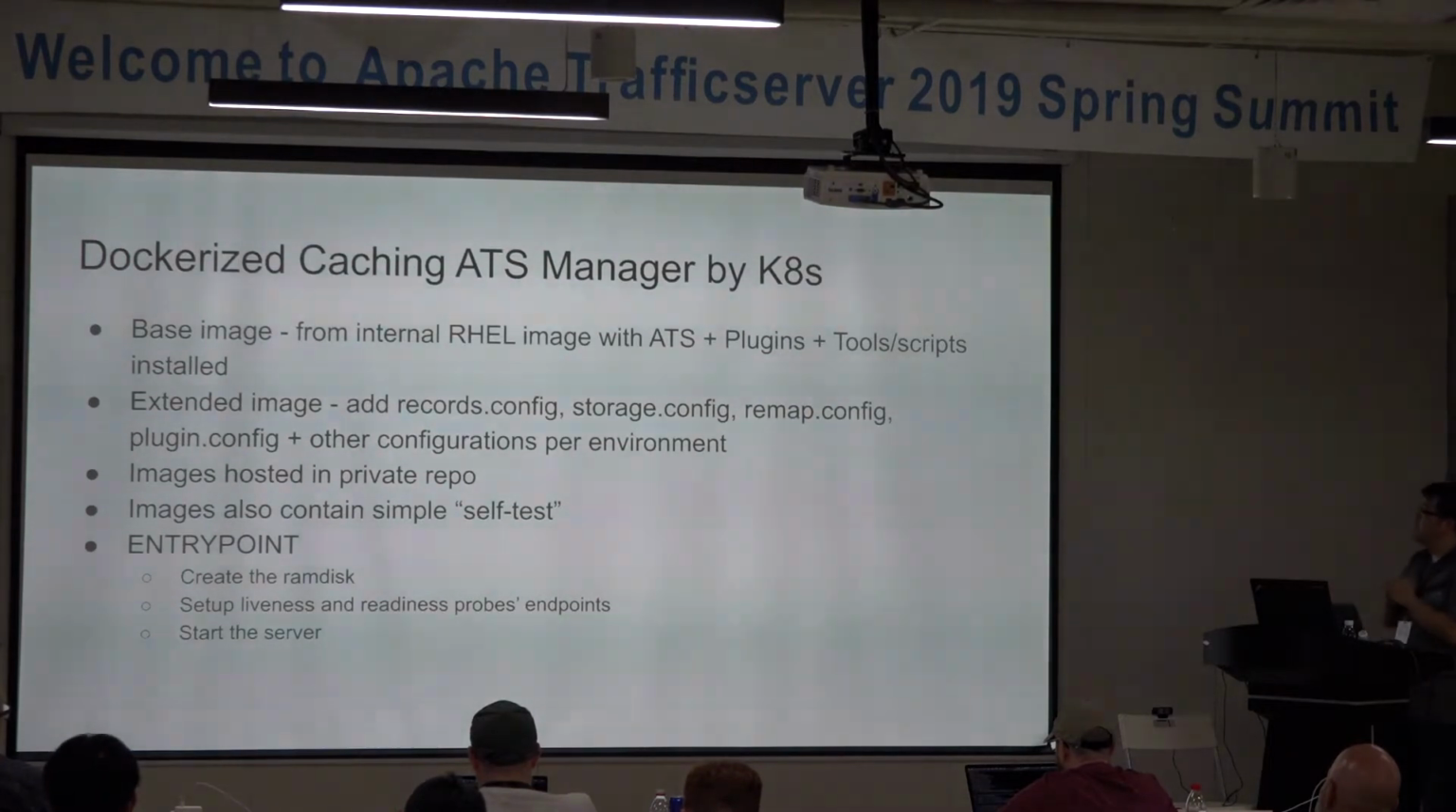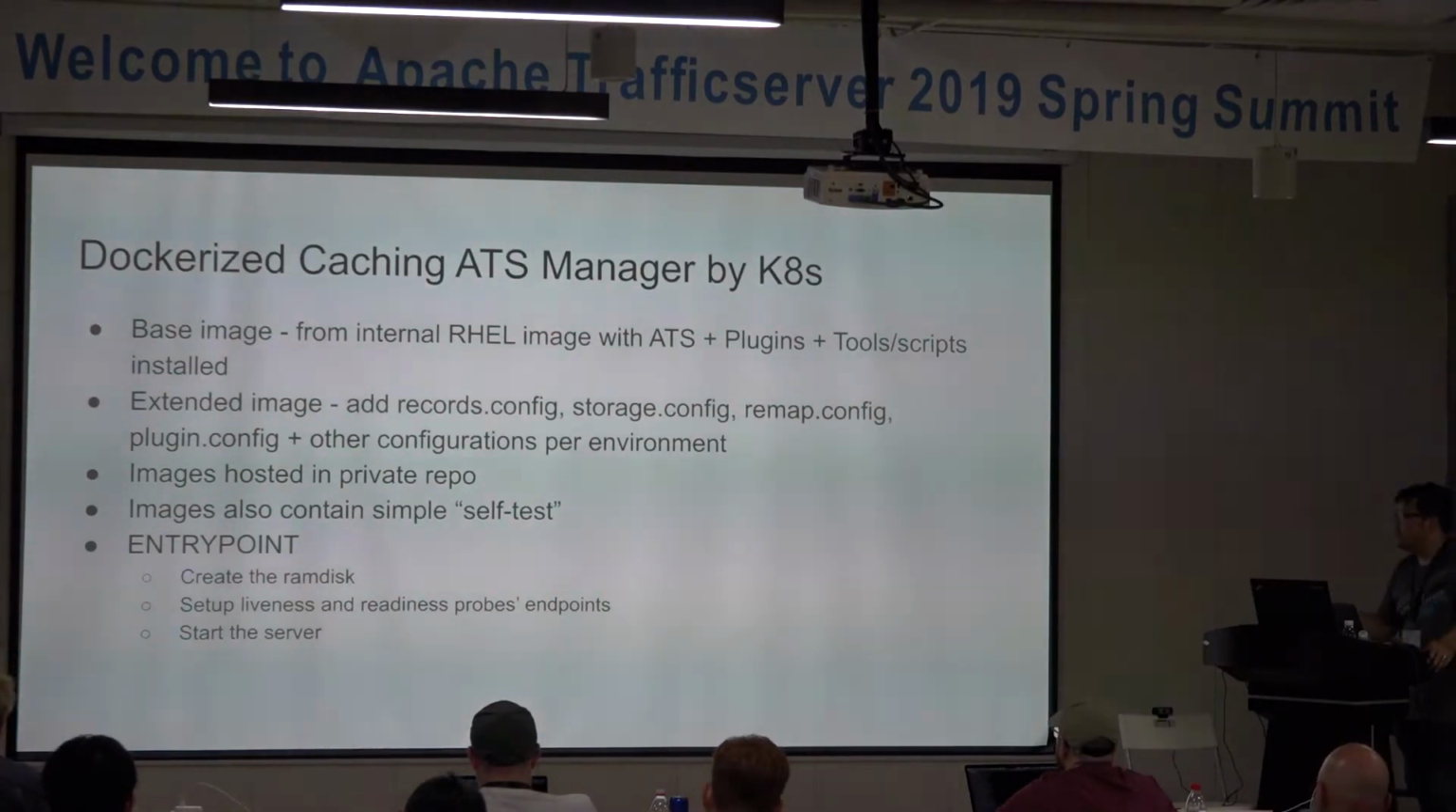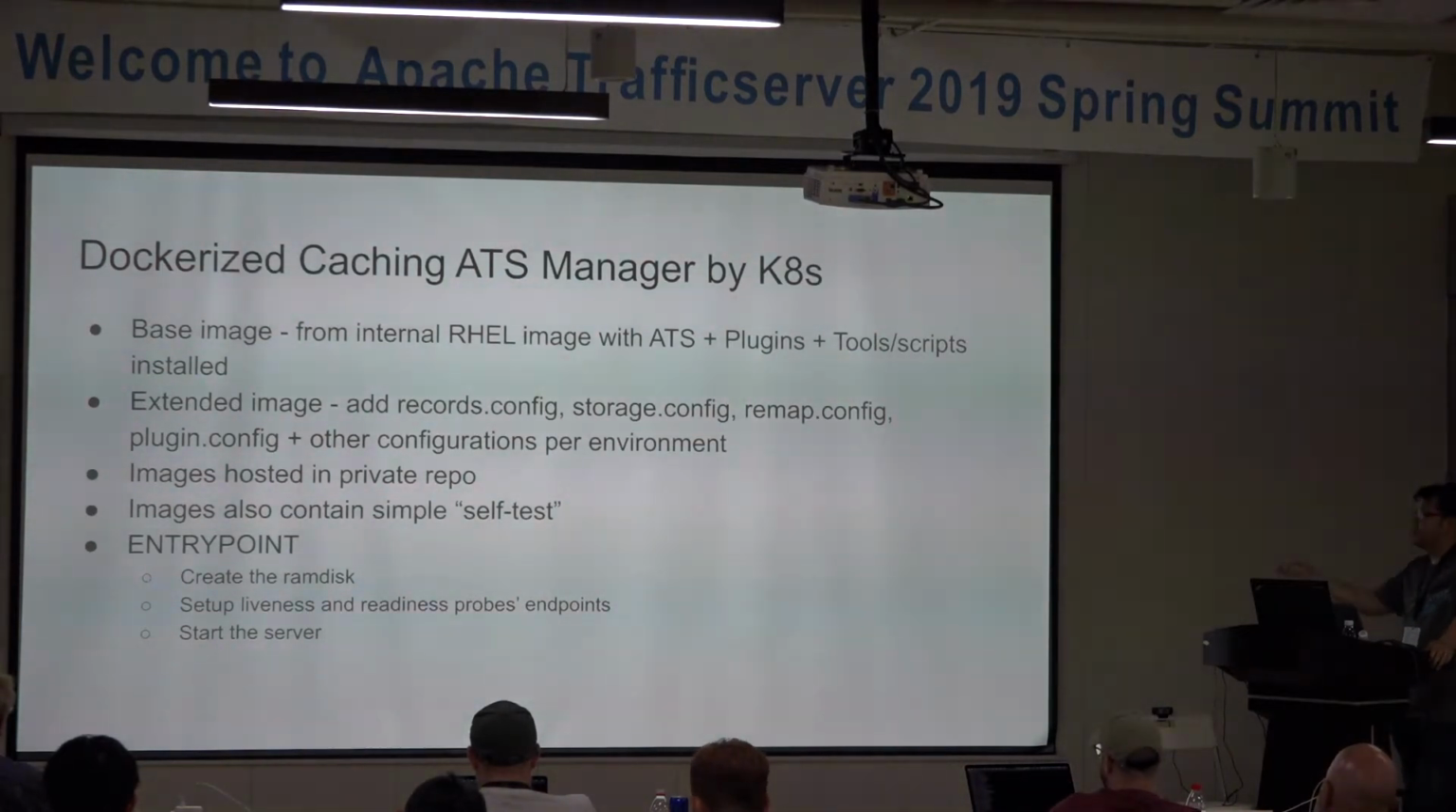So when we actually run the container, some things happen. The entry point for the Docker file is that, as I said, we actually use the RAM disk a lot. So it will create a RAM disk as part of the startup of the Docker image, and then we create some liveness and readiness probe endpoints, and we start the server.